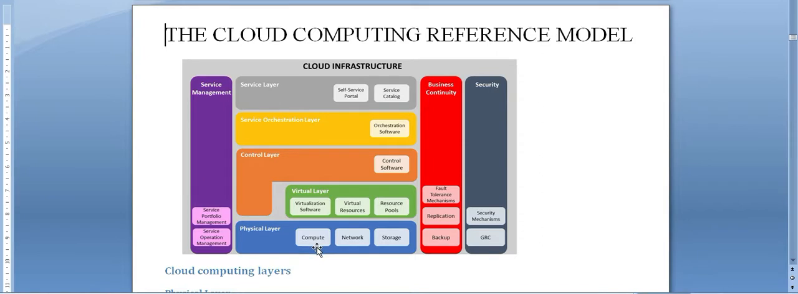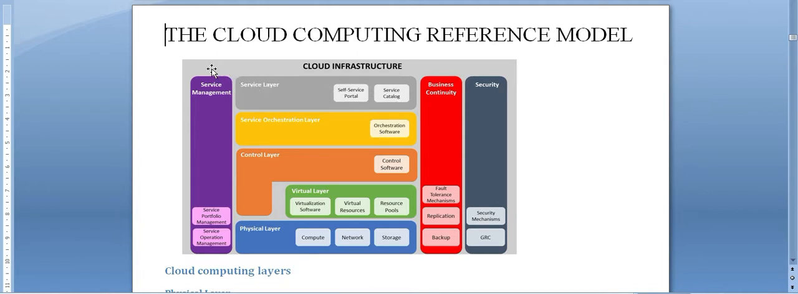So this is your compute. The entities present in the physical layer are compute, network, storage. Virtual layer: virtualization software, virtual resources, resource pools. Control layer: control software. Service orchestration layer: orchestration software. And the service layer has a self-service portal and service catalog. Okay.